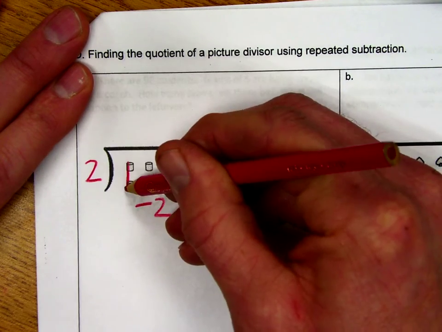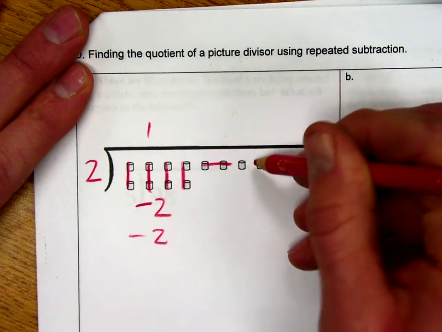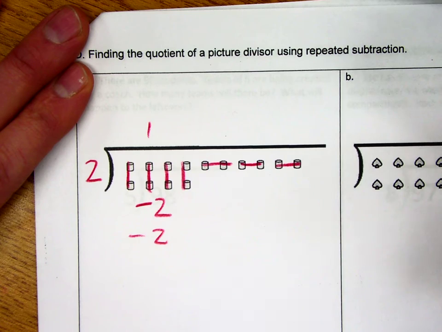And then they cross off, they mark it down, take away a 2, take away 2. Every time that they're taking away 2's here, in this case they take away all of them.